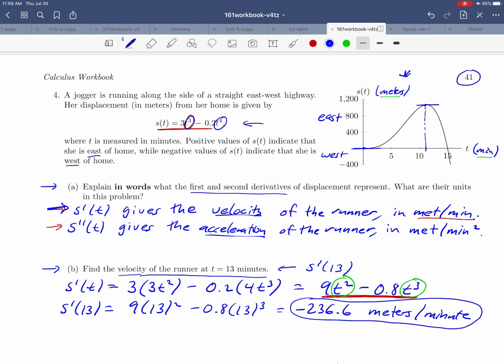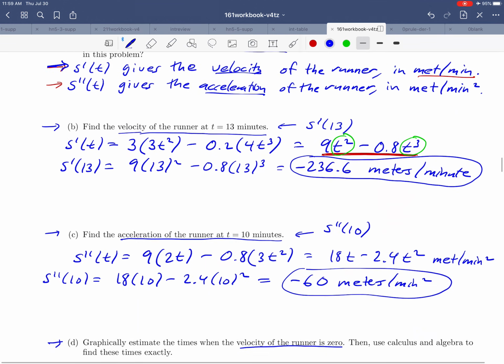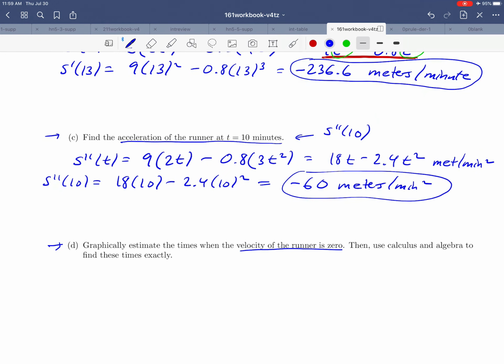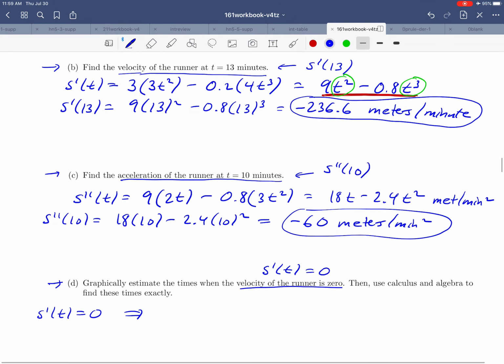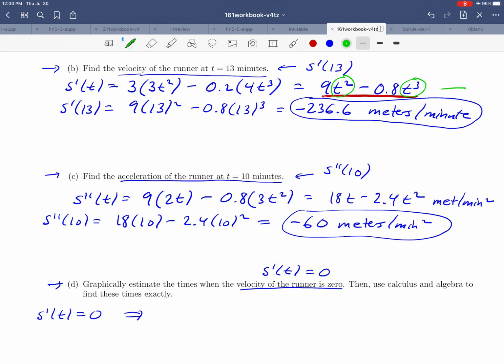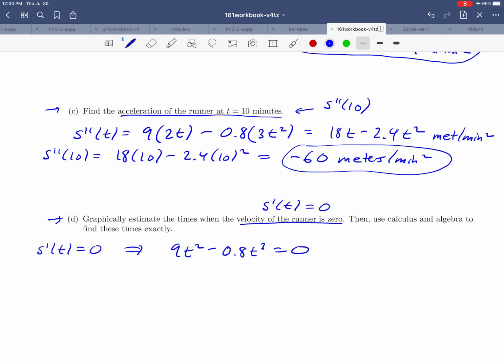It looks like we've got maybe 2 places where the velocity is 0. Let's see if we can confirm that algebraically. Finding a 0 velocity is like saying we'd like to know when the first derivative is equal to 0, and so that's going to be our starting point. So we will take our formula for the derivative. That was sitting right up here near the top of the page: 9t squared minus 0.8t cubed. Okay, that's the equation that we need to solve.